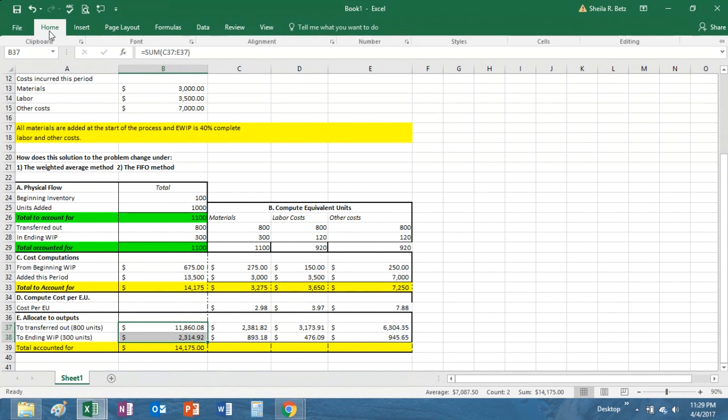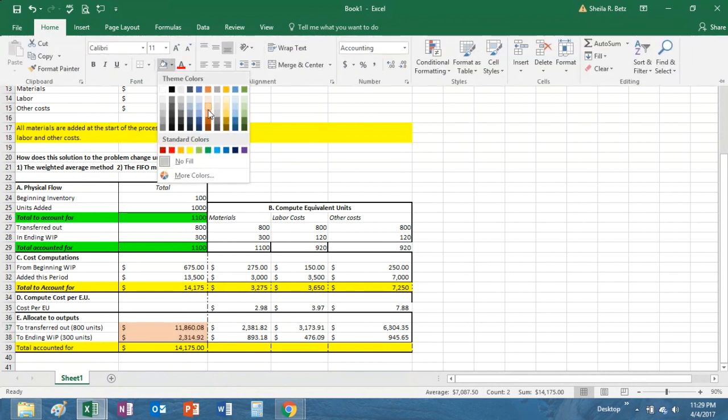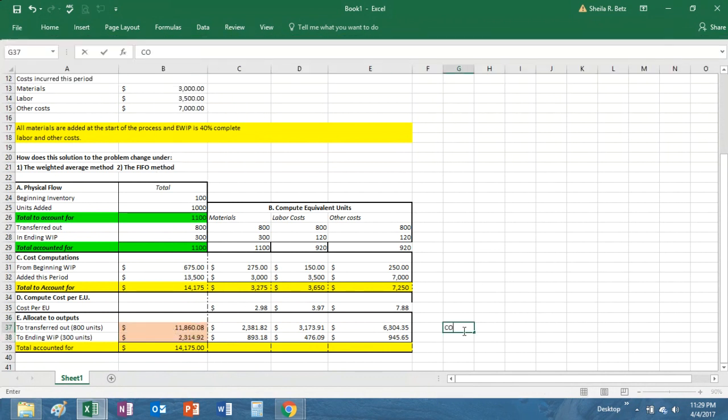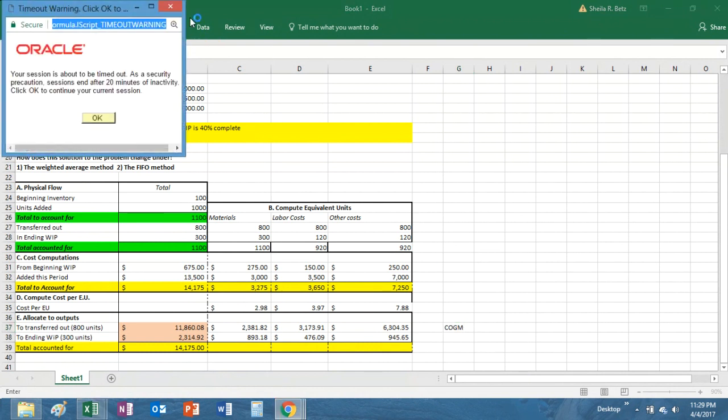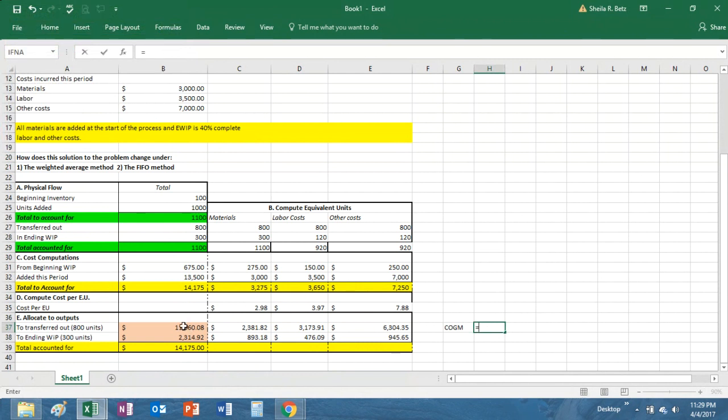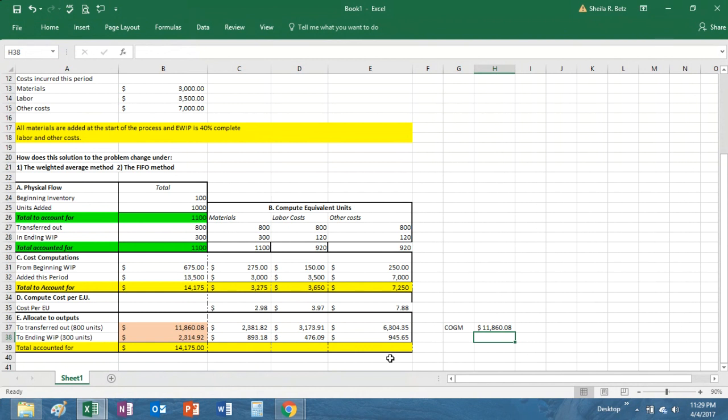So what do these numbers mean? These two numbers that we just calculated, they are key. This $11,860.80 is known as our cost of goods manufactured. So if you go back to those formulas from week 2 where we looked at raw materials, work in process, finished goods, this is how for process costing for mass production, we would calculate the cost of goods manufactured. And we really wouldn't know that number till the end of the period, which most companies would probably be the end of the month.